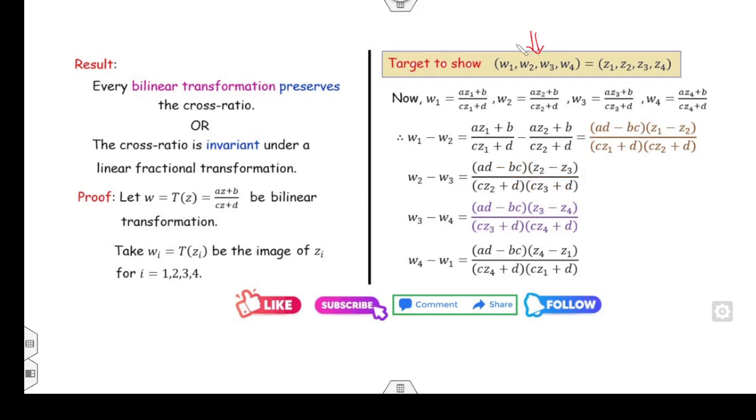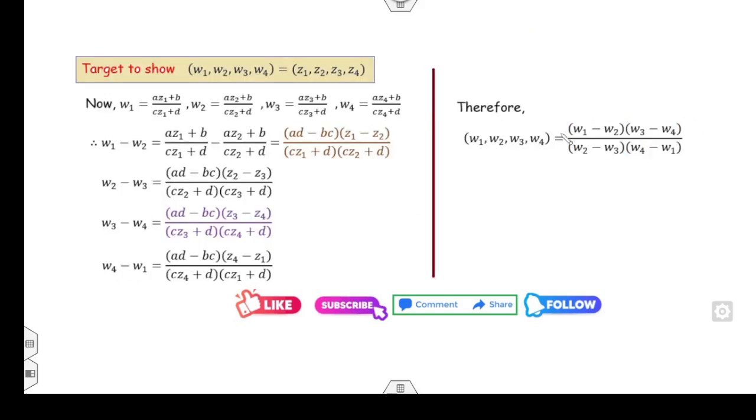Now let's start with the left hand side. How can you write the left hand side? W1 minus W2, W2 minus W3 and so on. I can substitute the values. That means I can multiply W1 minus W2. I can multiply this, so you can see the denominator cancels out. AD minus BC will be cancelled out. The only expressions left behind are Z1 minus Z2, Z3 minus Z4 and so on. So what is this number? I can write this number as Z1, Z2, Z3 and Z4, which is the cross ratio on the right hand side.